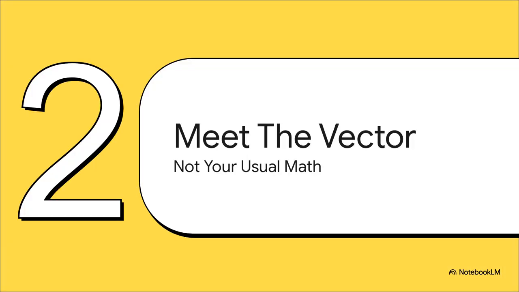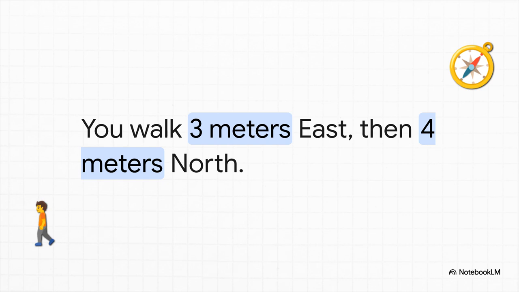So, we've been introduced. But now let's see how these new arrow numbers actually work. And here's a little spoiler for you. They don't exactly play by the same rules as the math you're used to. Okay, let's picture this. You're going to take a little walk. You start right here, and you walk 3 meters to the east. We can draw that out as our first vector, an arrow that's 3 units long, pointing straight to the right.